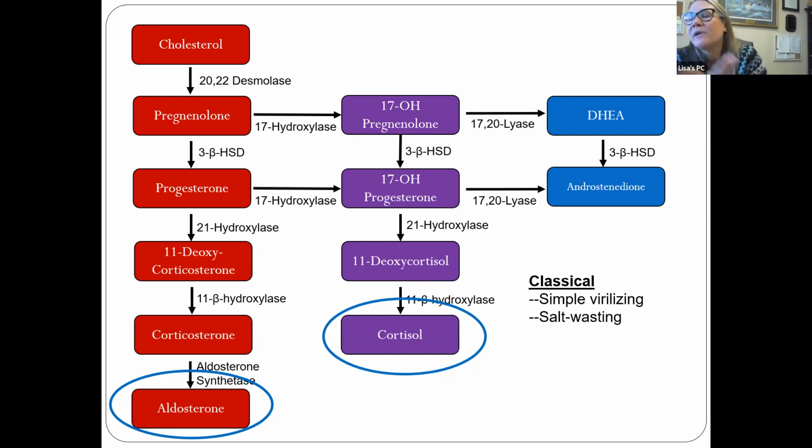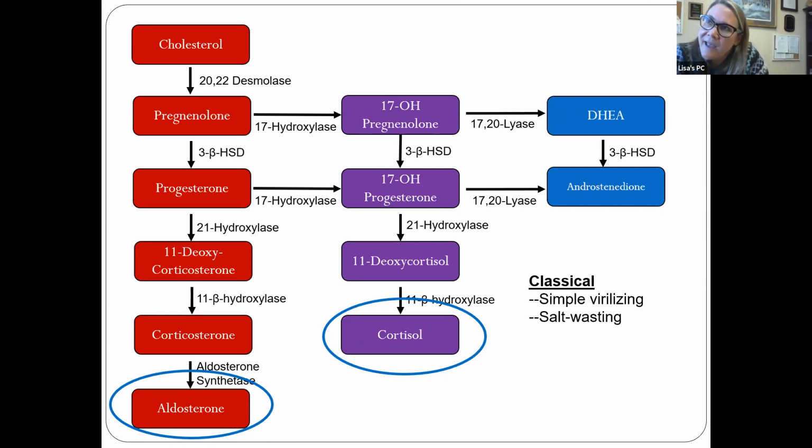11-deoxycorticosterone, or we call it DOC, that's going to build up to high levels with an 11-beta deficiency, and that would be low with a 21-hydroxylase deficiency. And DOC has a high mineralocorticoid activity, so it has a high aldosterone-like effect. And so you can get sodium retention with DOC being elevated, and that can cause hypertension.